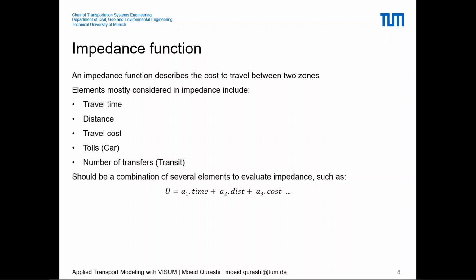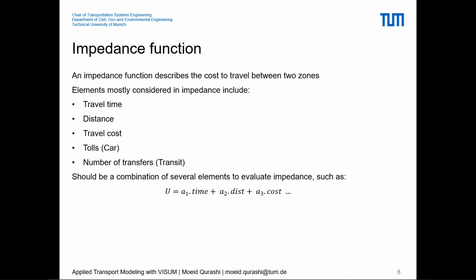So to find the impedance between two zones, we always try to use a combination of several elements, evaluated as a function, as you can see below. We will have different coefficients for the different types of elements, and each of them has a certain effect on the impedance. I don't want to go away from the topic a lot, but this is also similar to the utility function, or person preferences, right? So it's rather important here that we also understand why we want to work on demand groups.